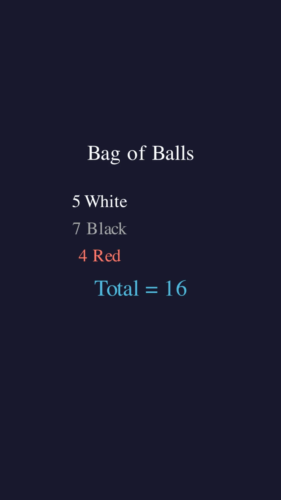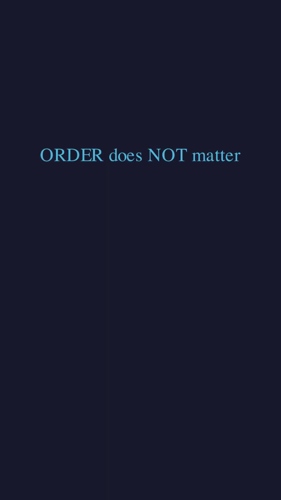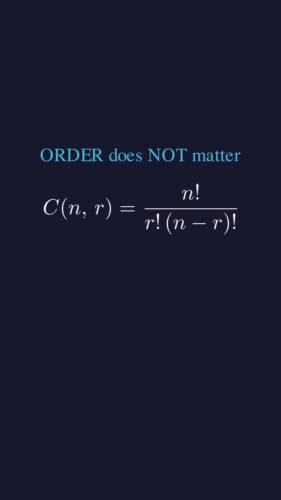Most students stop there, but there are 5 parts to this problem. And the common mistake? Using simple counting when you need combinations. Before we solve anything, let's agree on the key idea. When you draw balls from a bag, the order does not matter. So we use combinations written as C of n, R. That means n things, choose R of them.